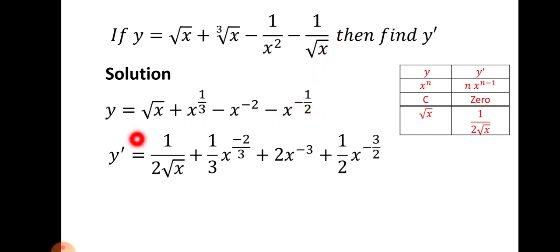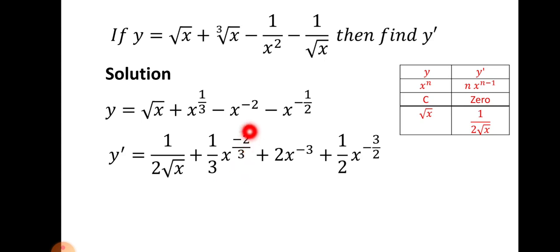Now you have to find the derivative. y prime equals the derivative of root x according to this rule. Root x, its derivative is 1 over 2 root x. So you can write here 1 over 2 root x, plus the derivative of x to the power 1/3. Put the power down here and subtract 1 from the power, so you have 1/3 x to the power negative 2/3.